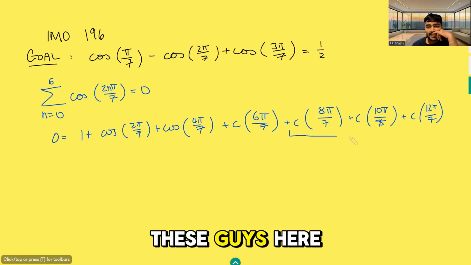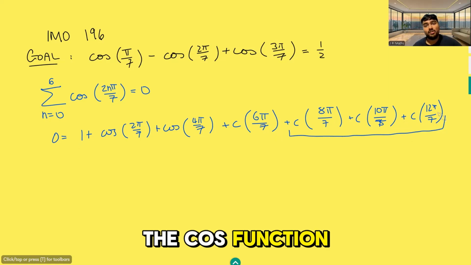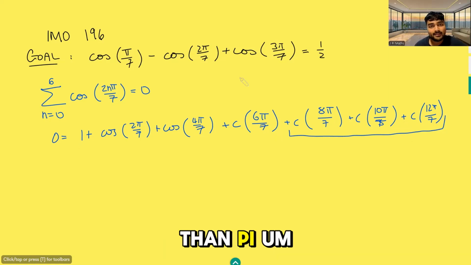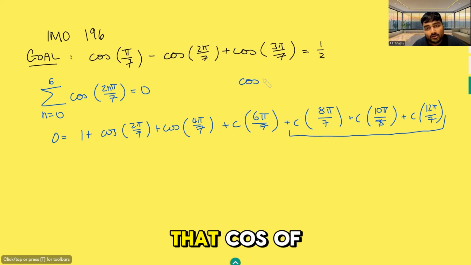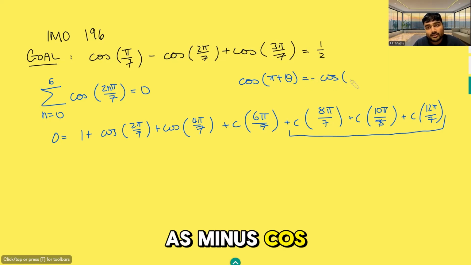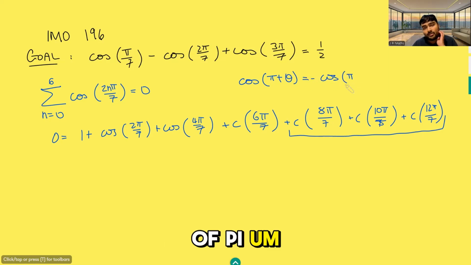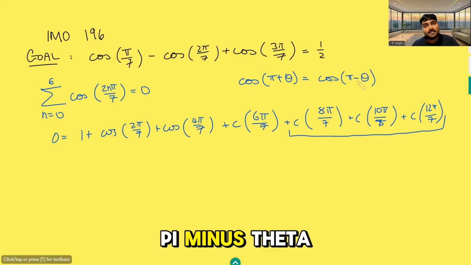Well, all of these guys here, the input of the cos function is slightly bigger than pi. So we can make them slightly less than pi by kind of reflecting them about pi. So we're going to recall the identity that cos of pi plus theta is the same as cos of pi minus theta.